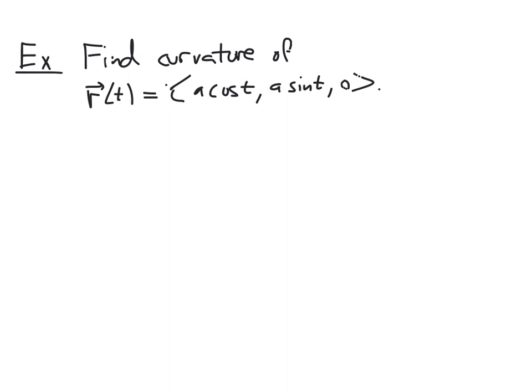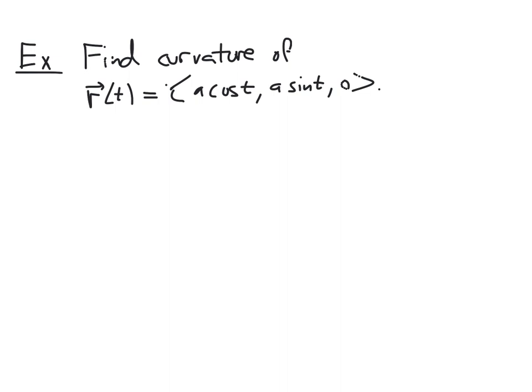Now, before we begin, we have some idea of what we should get. We should not get 0 here because a circle is curving. There is a curve to a circle. And we also should realize that the curvature is going to be the same at every point on the circle. That's because regardless of what point on the circle you're at, the way the curve is bending is exactly the same as at every other point. And so we should get a constant here.